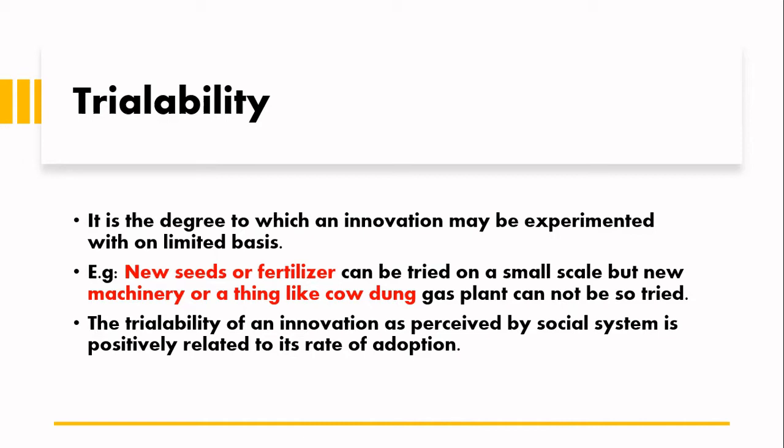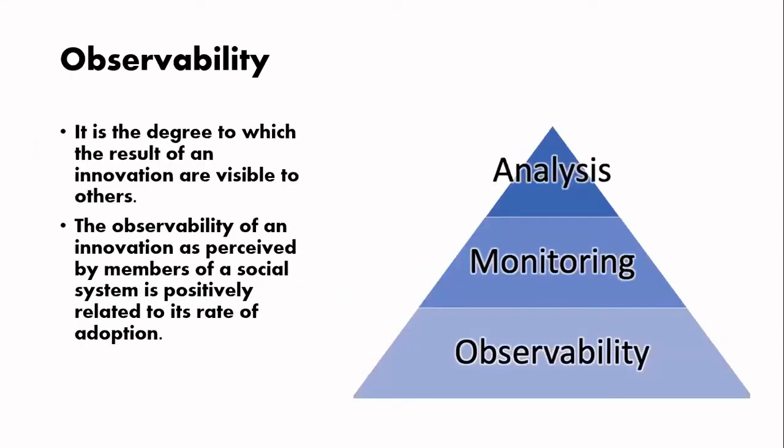Trialability of an innovation as perceived by the social system is positively related to the rate of adoption. Because if people can trial and find it okay, then this is a good product. If they can't trial, the rate at which people adopt that new technology or product is comparatively very low or slow. That is why we put a positive relationship between trialability and rate of adoption. And observability is the last characteristic of innovations.